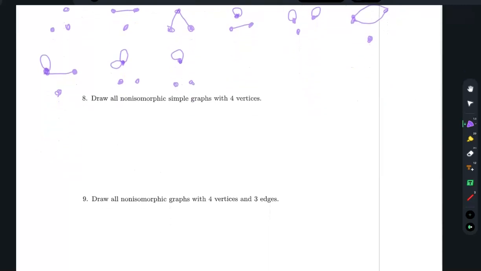Okay, so this is getting a little harder. Simple graphs with 4 vertices. Doesn't say how many edges, right? So I could start off with absolutely no edges, or I could have 1 edge, or I could have 2 edges. And remember, this would be isomorphic to this, right? Because there's 2 edges and between the 4 vertices. So you're not going to include something like that because it can be made in relationship with this one, right? So that's why you have to start making sure you don't have duplicates.